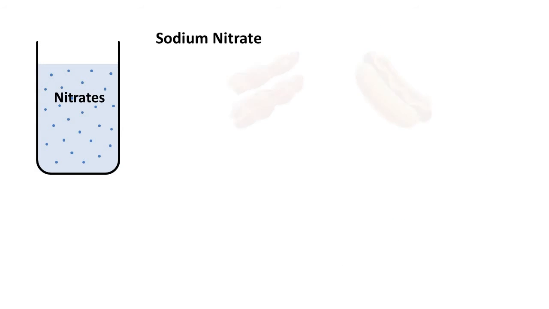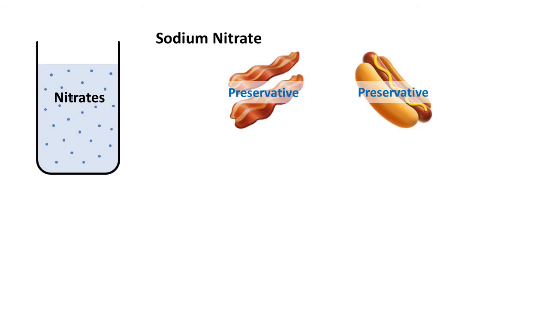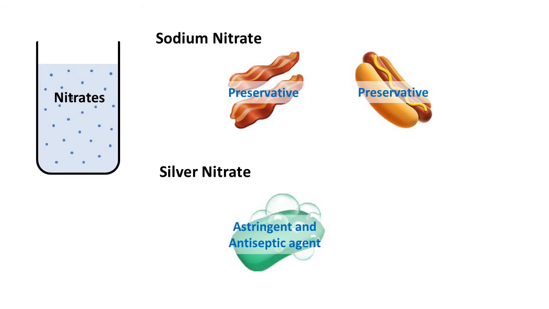Nitrates are soluble. Sodium nitrate is a preservative generally used in processed meat, such as bacon and sausage. Silver nitrate is an anti-infective chemical used as an astringent and antiseptic agent.